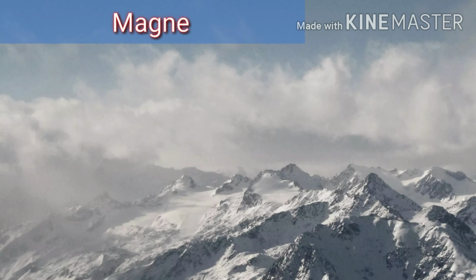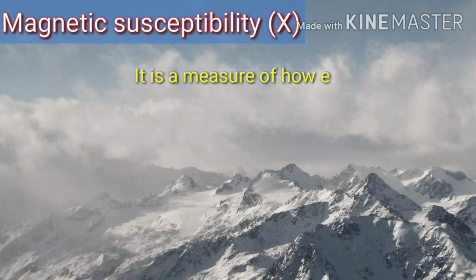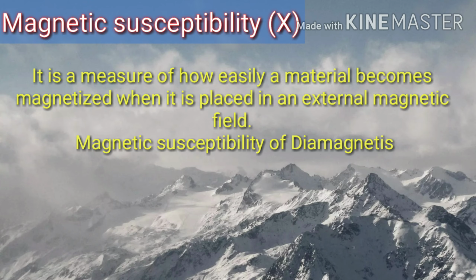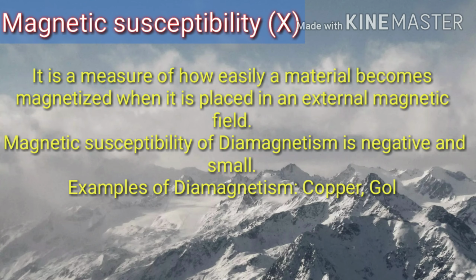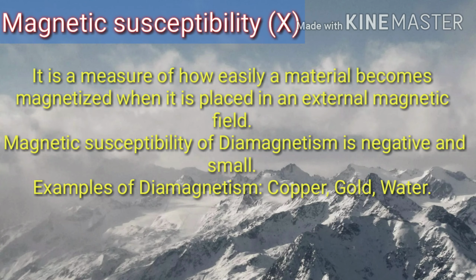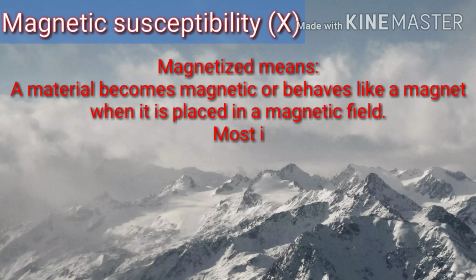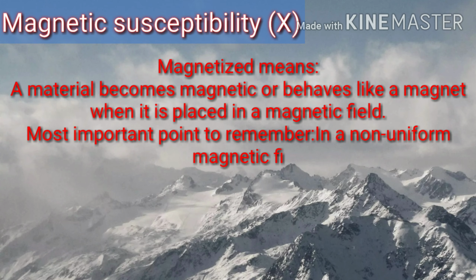What is magnetic susceptibility? It is a measure of how easily a material becomes magnetized when it is placed in an external magnetic field. Magnetic susceptibility is negative. Examples of diamagnetism: copper, gold, water. Magnetized means a material becomes magnetic or behaves like a magnet when it is placed in a magnetic field.